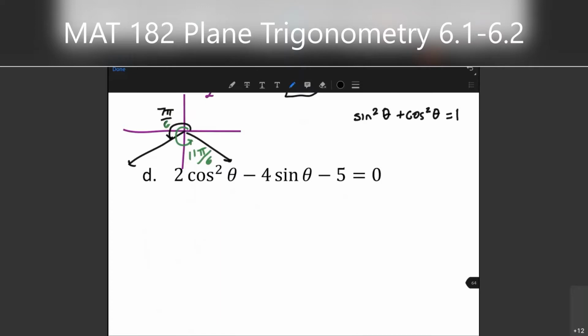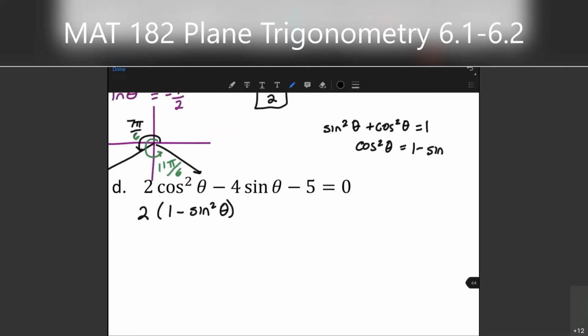So in this equation, instead of cosine squared theta, we could actually represent this as 1 minus sine squared theta by rearranging that. So cosine squared theta here is 1 minus sine squared theta by subtracting the sine squared. So here we're going to be able to just manipulate this in terms of just sine.